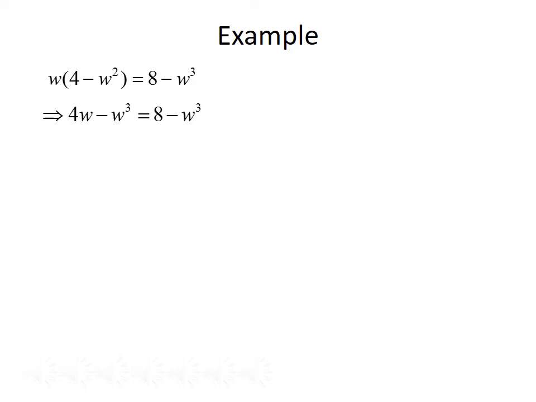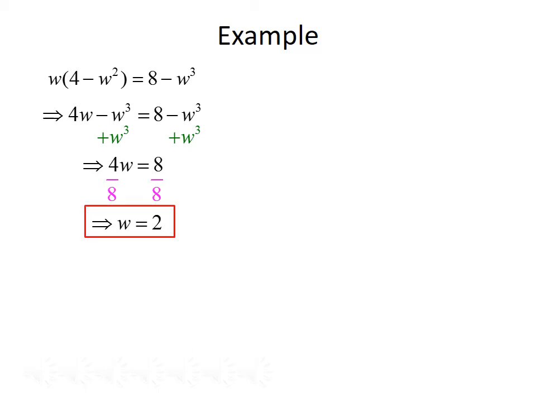We begin by simplifying. Distributing on the left-hand side gives us 4w minus w cubed equals 8 minus w cubed. We add w cubed to both sides of the equation, which leads us to 4w equals 8. Finally, to solve for w, we'll divide both sides of the equation by 4, and we get w equals 2. Again, you can plug this into the original equation to check and make sure that the answer is correct.